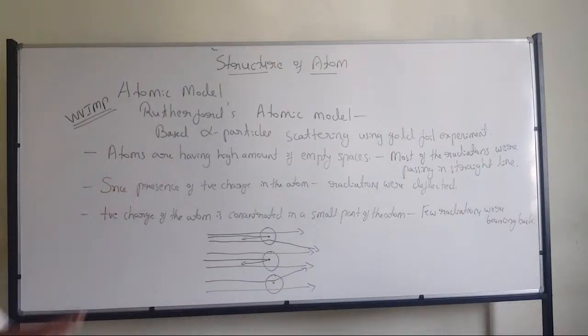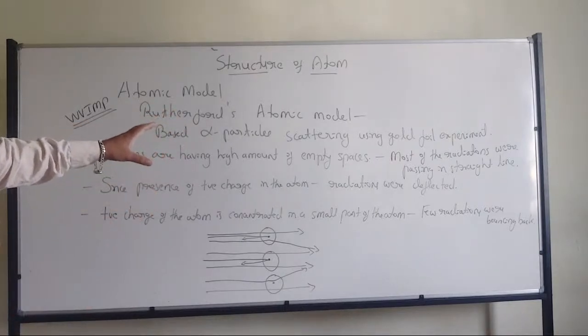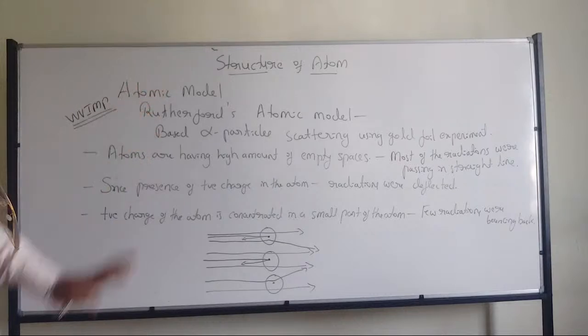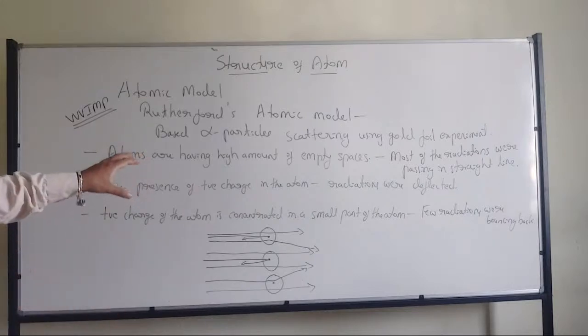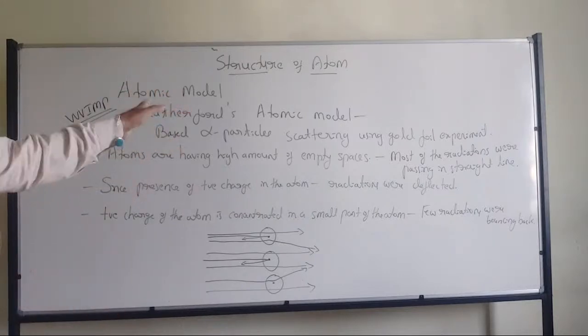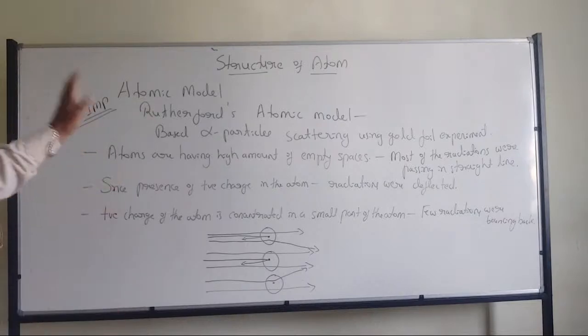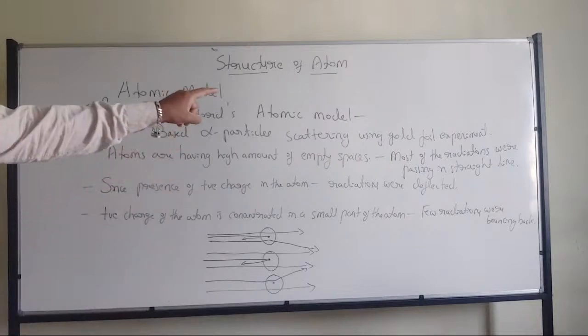This diagram you can draw. So that's what the observations are, and that's what the conclusion from the observation is. Still we have not talked about the atomic model exactly. I am talking about observations and conclusions with respect to the atomic model. Any doubts in this? So what was that observation?